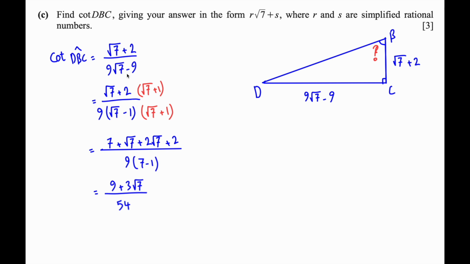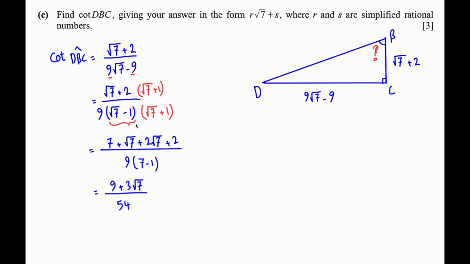However, we need to rationalize this fraction because we're looking for a specific form here. So I have to multiply the top and bottom by the conjugate of the denominator. However, I'm not going to multiply this by 9 square root of 7 plus 9 because the numbers I'm going to end up with are going to be very large. So the trick I use here is I factor out 9 first from the denominator, and the remaining third, I took the conjugate of that and multiplied by top and bottom.